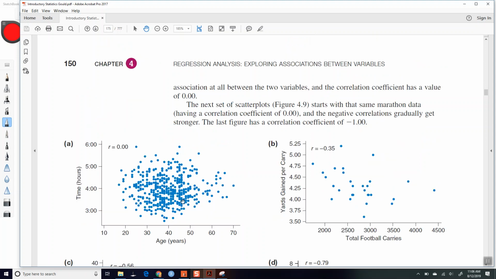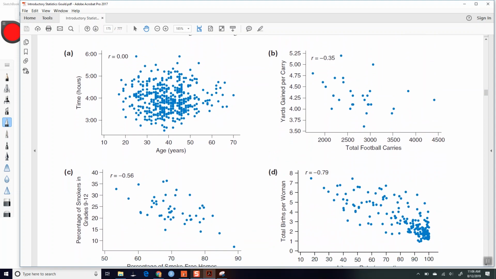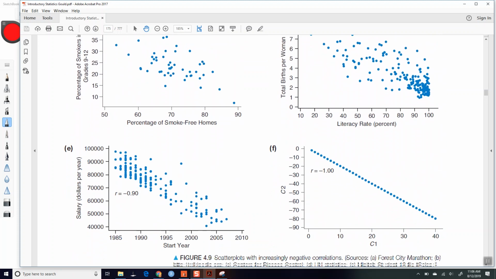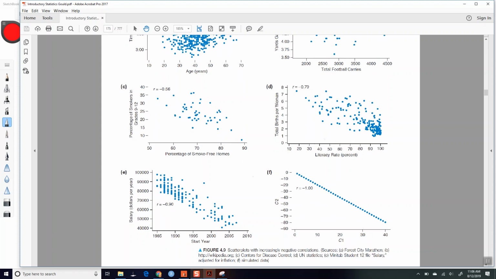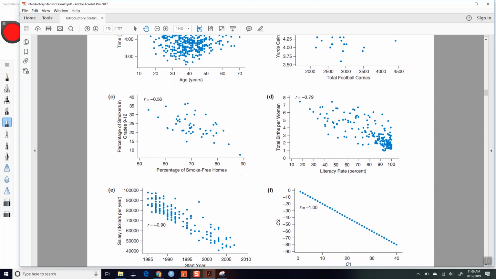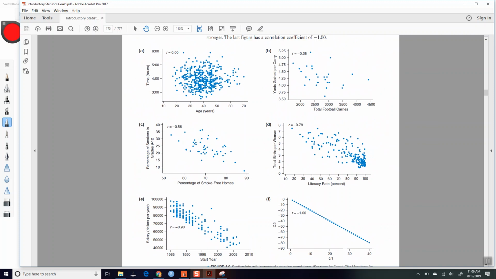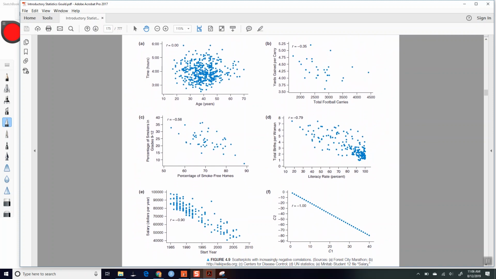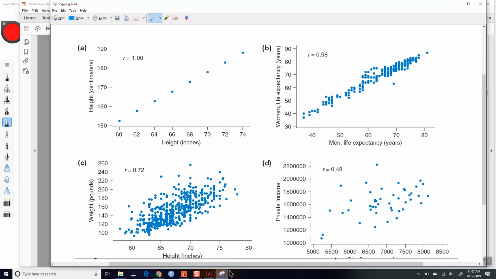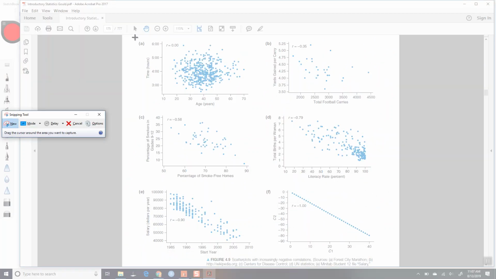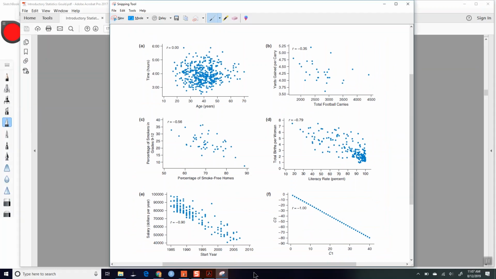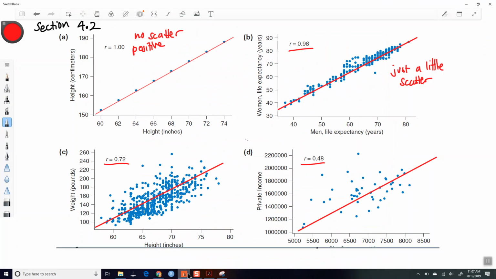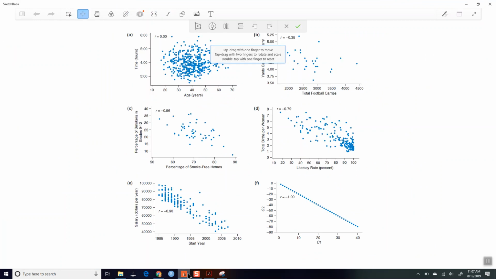And then as we continue, here we have negative relationships, until we get to a straight line negative relationship. These are a bunch of negative relationships, and you don't have to copy these pictures. You can redraw them in your notebook if you want, but they're available in your textbook, and I'm just going to copy them right here into the notes.